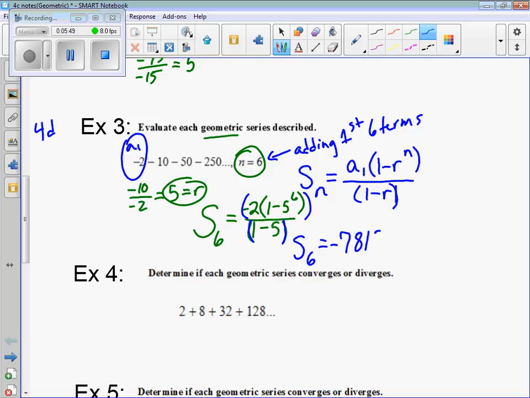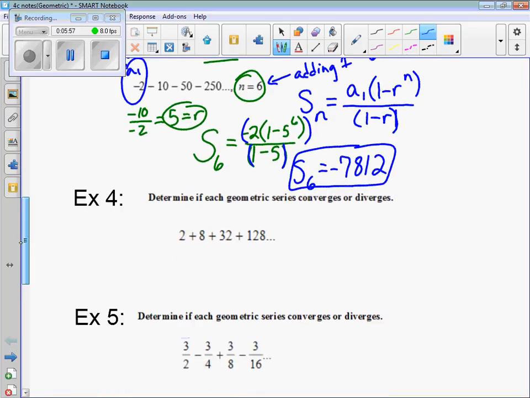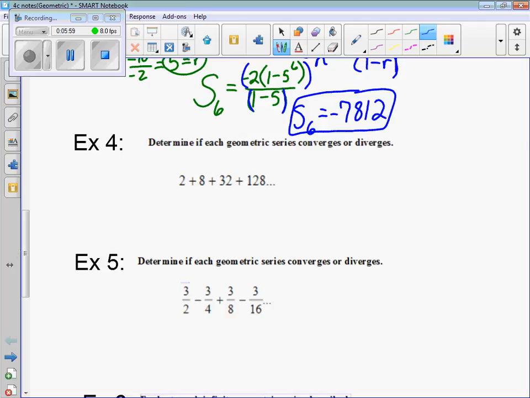So the sum of the first 6 terms in this series would add up to negative 7,812. Now we have to determine, for the next 2 examples, if the geometric series converges or diverges. So we have to understand what converging and diverging mean.